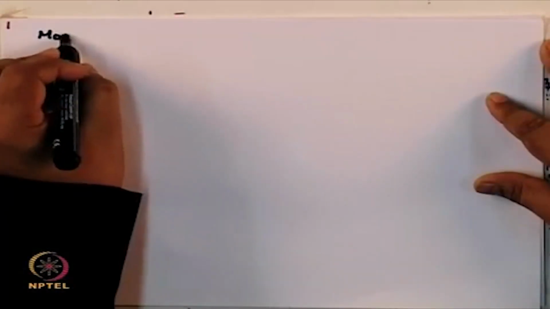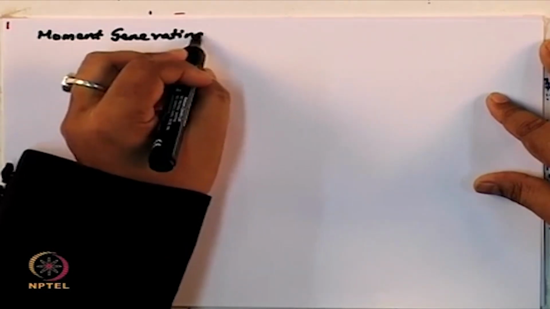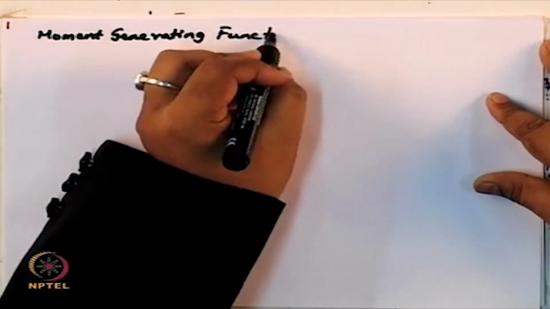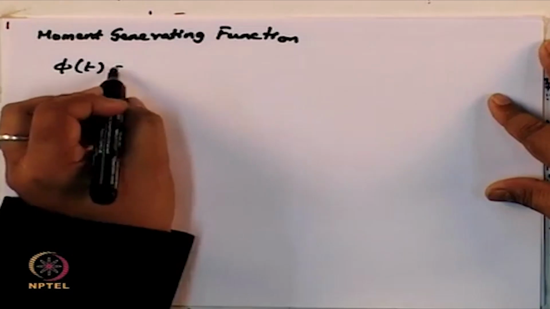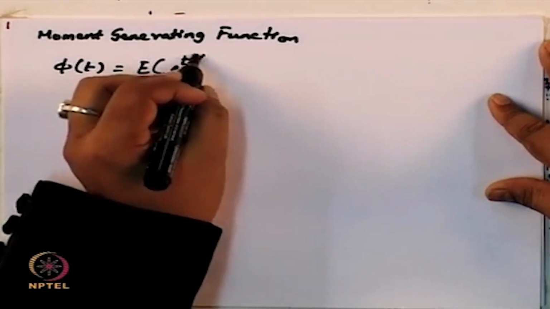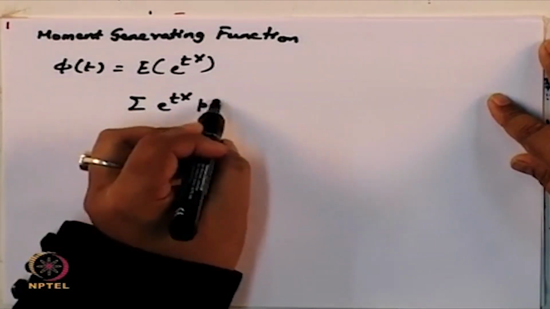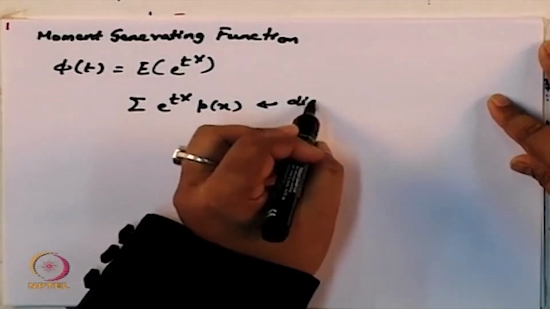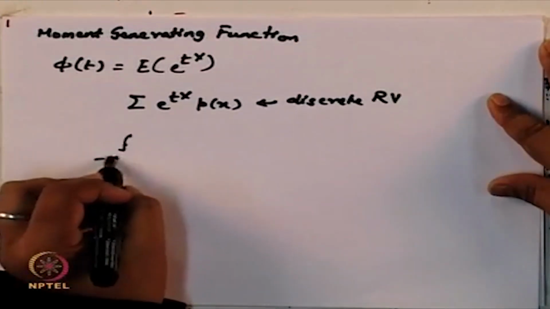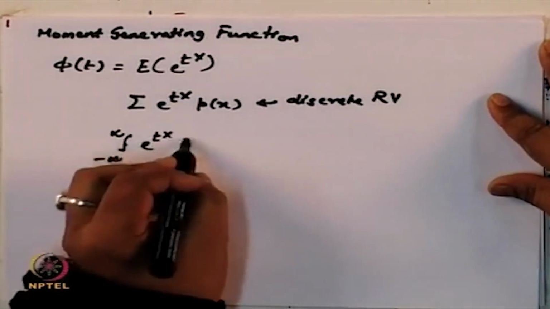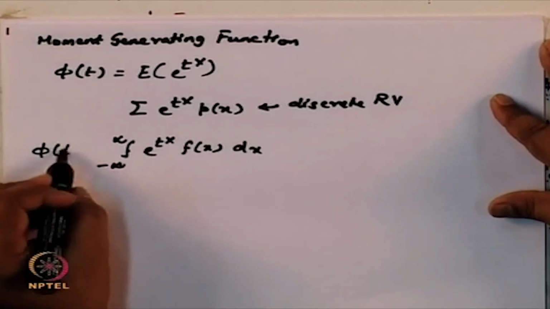So, what are moment generating functions? A moment generating function phi of t is defined as the expectation of e to the power t of x. So, this would be the summation of e to the power t of x times p of x for a discrete random variable, or the corresponding integral for a continuous one.